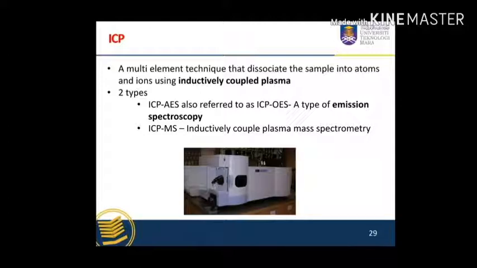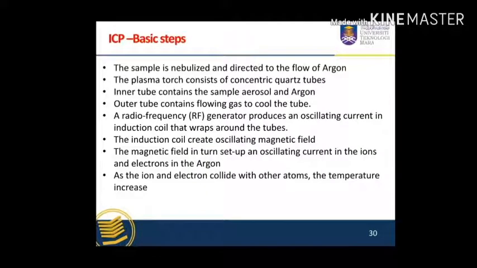Okay, there are two types. The first one is ICP-AES, also known as ICP-OES, a type of emission spectroscopy, and ICP-MS, inductively coupled plasma mass spectrometry. So the basic step of ICP is that the sample is nebulized and directed into the flow of argon. Okay, the plasma torch consists of concentric quartz tubes. The inner tube contains the sample aerosol and argon. The outer tube contains a flowing gas to cool the tube.